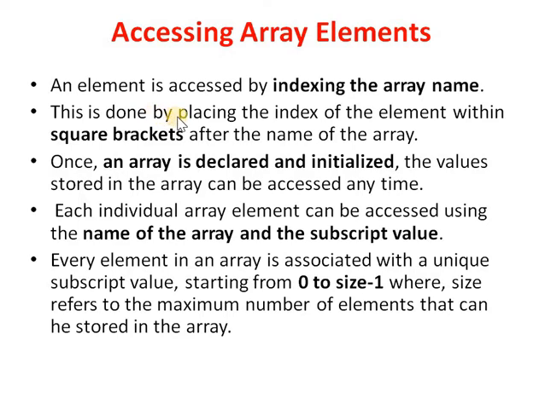This is done by placing the index of the element within the square bracket after the name of the array. Means after giving the array name, we want to specify the index in a square bracket, and the array index always begins with 0.